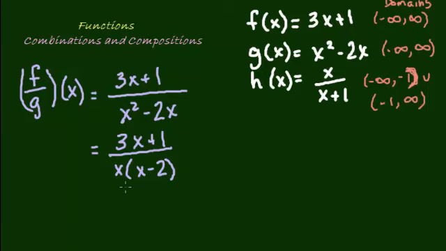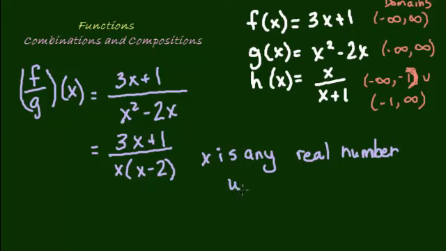So I need to see where placing a number in for x would yield me a 0 in the denominator. Looks like my x can't be 0 and my x can't be 2. So x is any real number where x is not equal to 0 or 2.